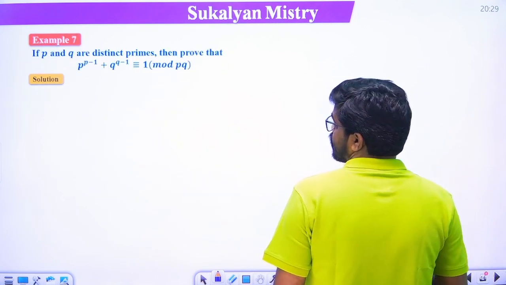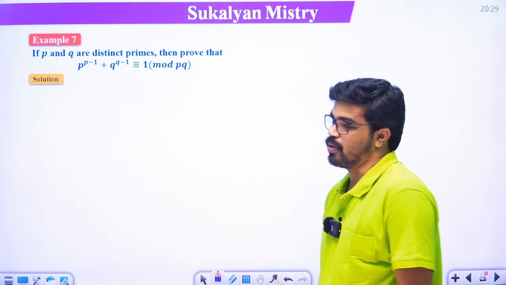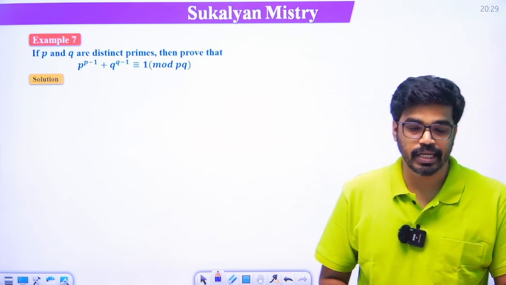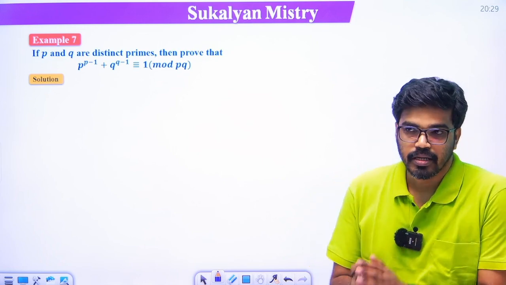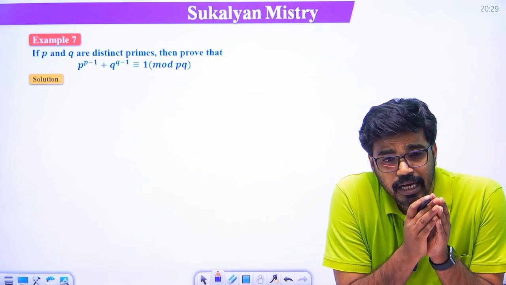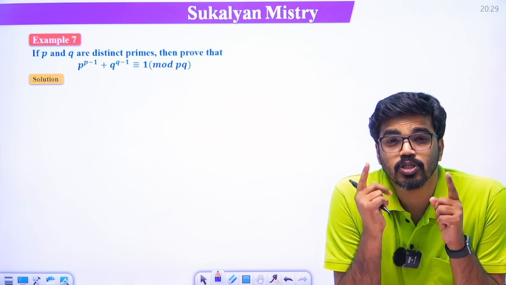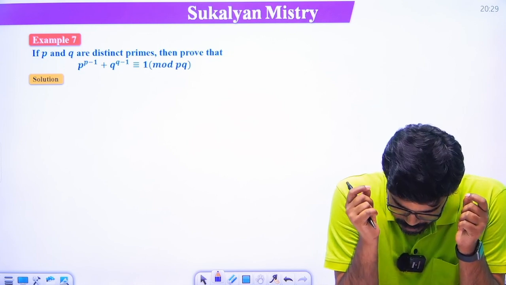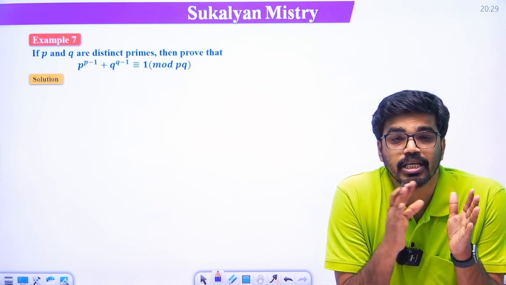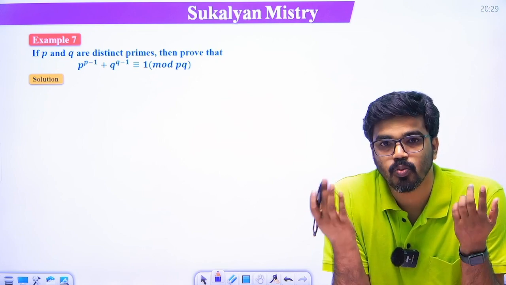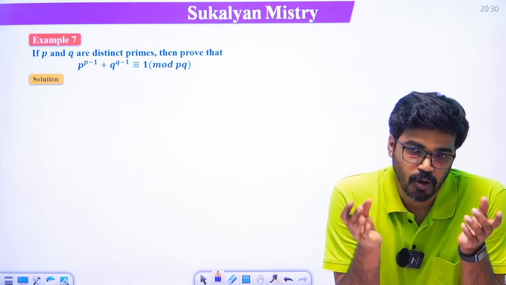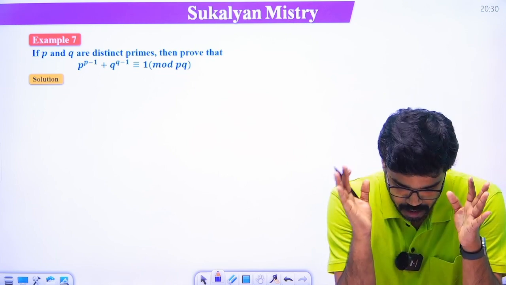So let us consider the next example. Note this problem. It is a very, very important example. If p and q are distinct primes, that means gcd of p and q is 1. It should be noted that p and q being distinct primes means p and q are relatively prime, that means gcd of p and q is 1. Relatively prime is also called co-prime.